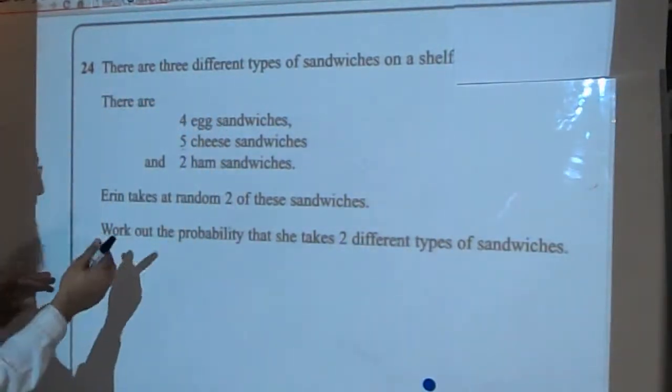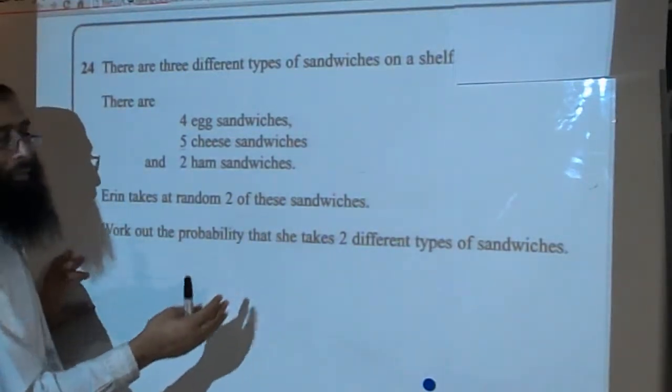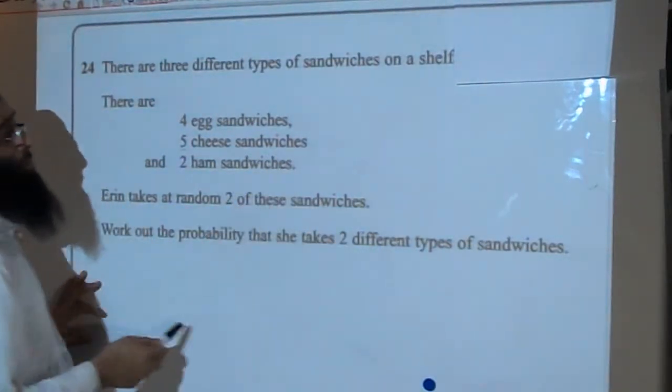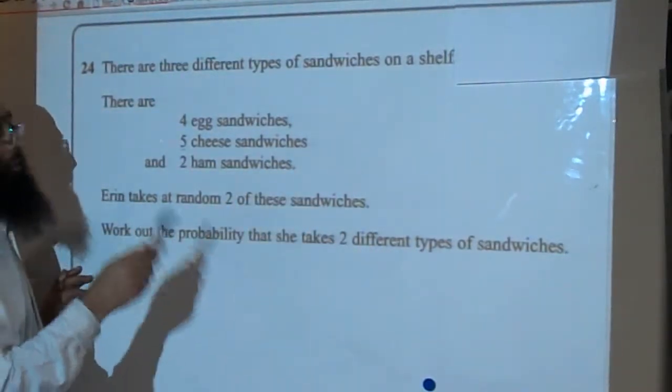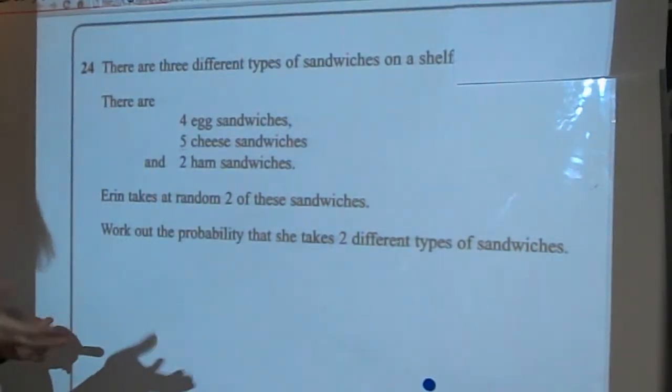We can work it out literally as they said it, work out the probability of getting each different type of sandwiches, but that would be quite a long list of working out. So egg and cheese, egg and ham, all the different combinations will be quite a bit. So we're going to do a different technique.